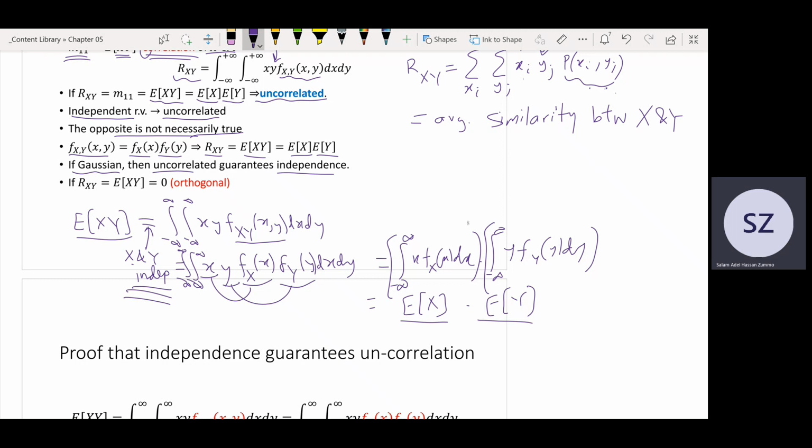Now we call Rxy, which is the expected value of xy, equals 0. We call these two random variables orthogonal. So we have uncorrelated when the expected value of xy equals the product of the two means. But if it is equal to 0, we call them orthogonal. Okay? And by this, I need to stop.